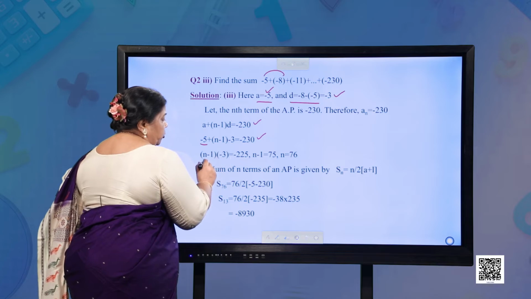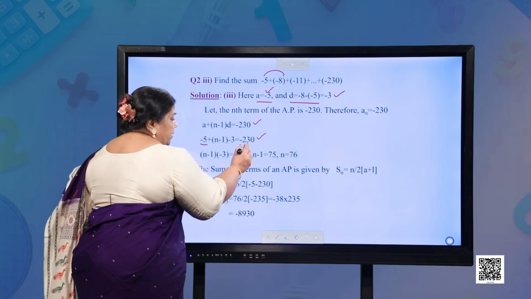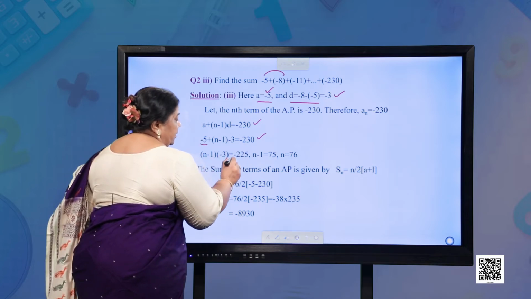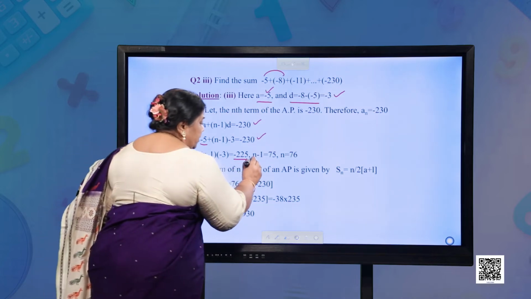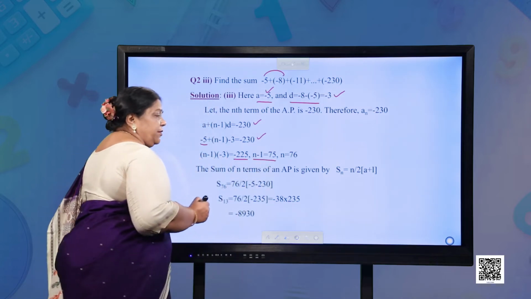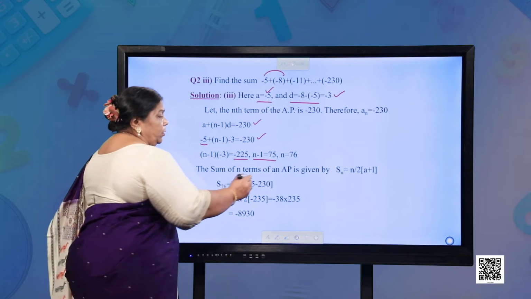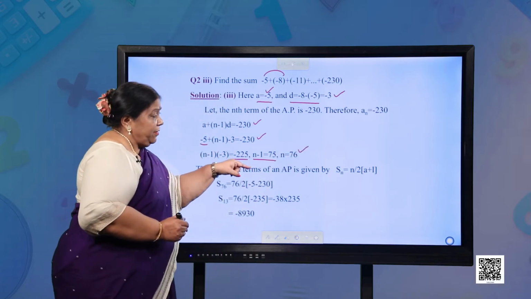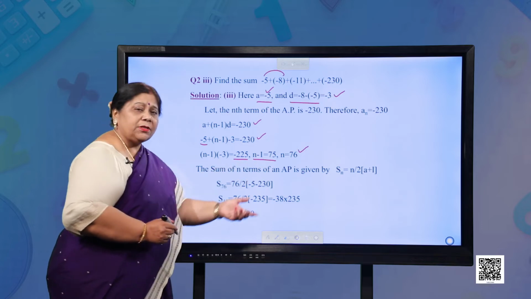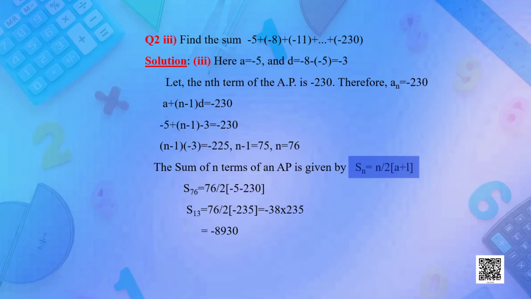So, (n minus 1) into minus 3 is equal to minus 230 plus 5, that is equal to minus 225. So, n minus 1 is obviously equal to 75, or n is equal to 76. After knowing the value of n is equal to 76, we can use the sum to n terms formula. Sn is equal to n upon 2 into (a plus L). Here, 76 upon 2 into (minus 5 minus 230).